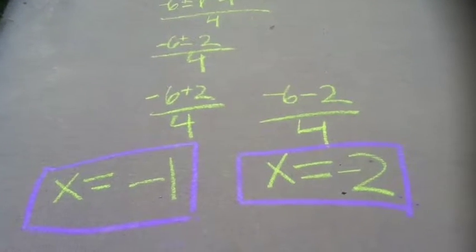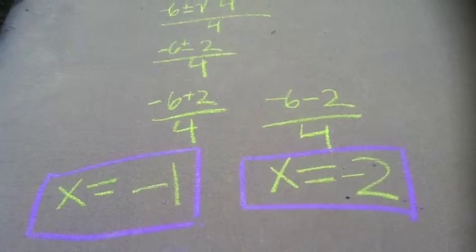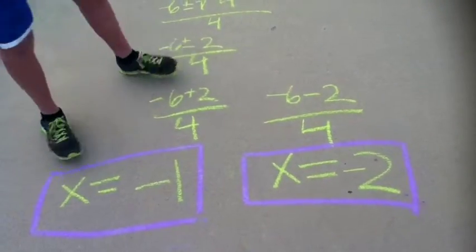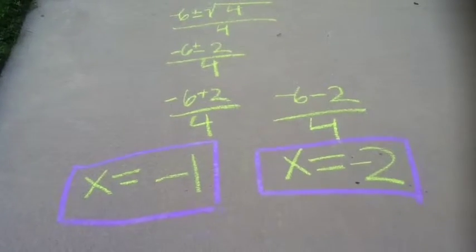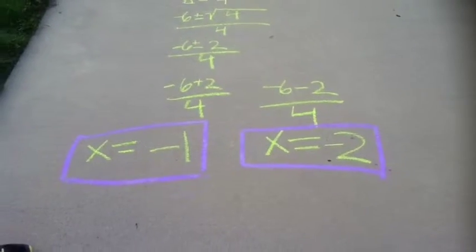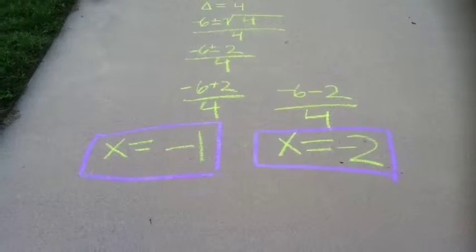And then we made it two separate equations, a plus and minus, which is this thing right there, which is negative 6 plus 2 divided by 4, and negative 6 minus 2 divided by 4, which comes out to be x equals negative 1 and x equals negative 2.